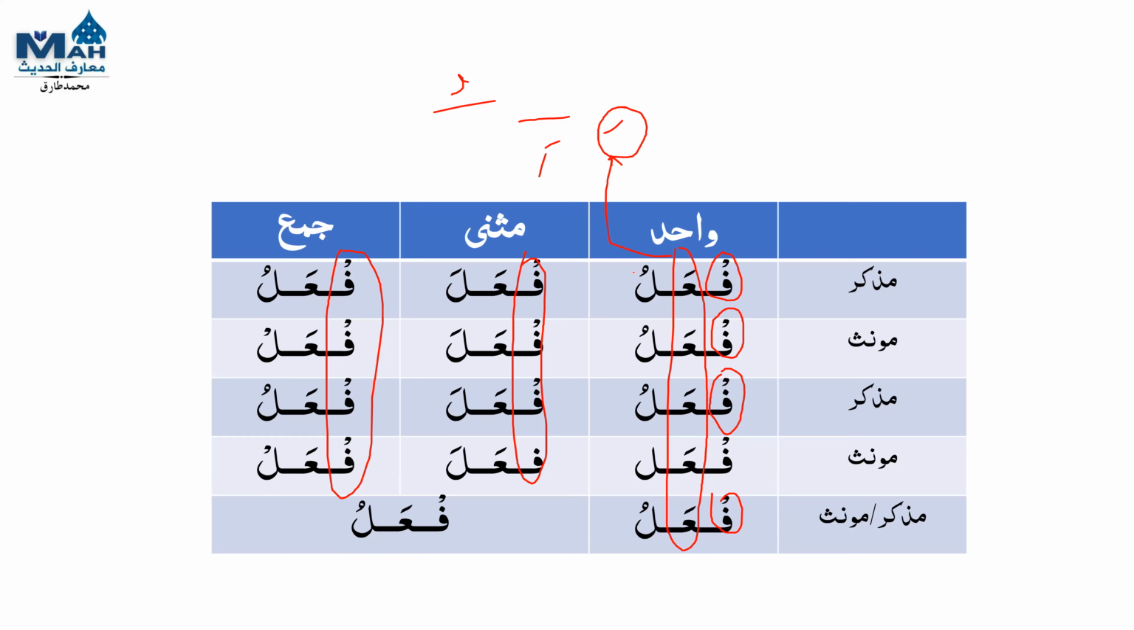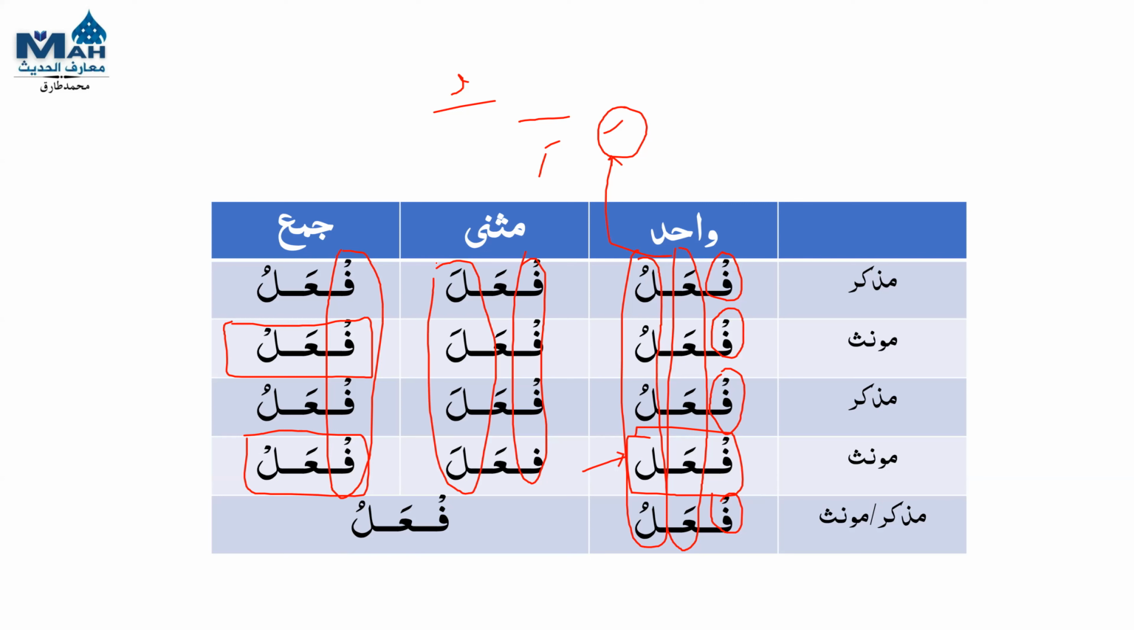And remember, all of this will have dhamma, but there are a few which will not have that dhamma. This dhamma will be converted to something else. What are those? That is for jam muannas ghaib and jam muannas hadir and wahid muannas ghaib. So these will all have something else on lam kalima. In musanna, all the lams will have fatha. So this is basically the construction.